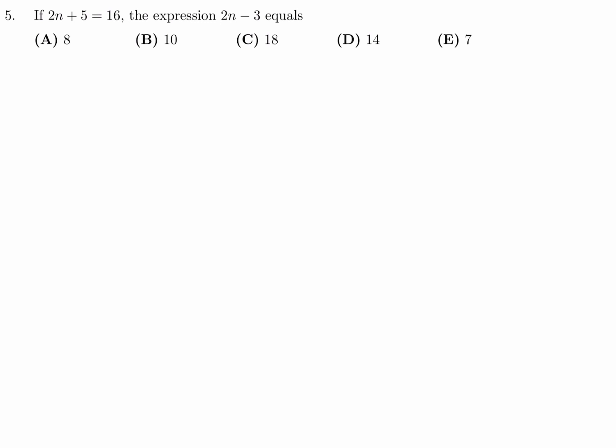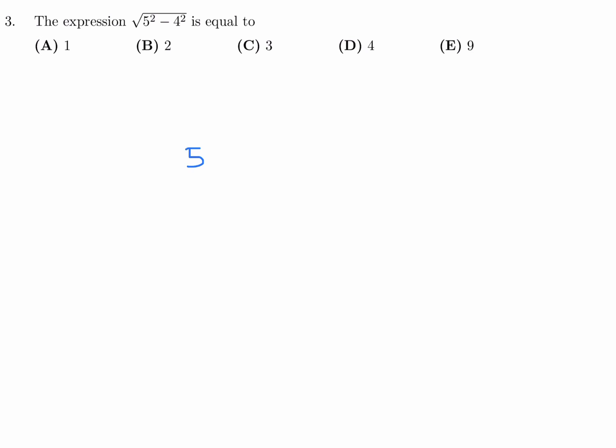If 2n plus 5 is equal to 16, then 2n is equal to 11. Then all I have to do is subtract 3 from both sides, and that gives me 2n minus 3 on one side, and the other side gives me 8. And that's the answer. So number 5, the answer is A.